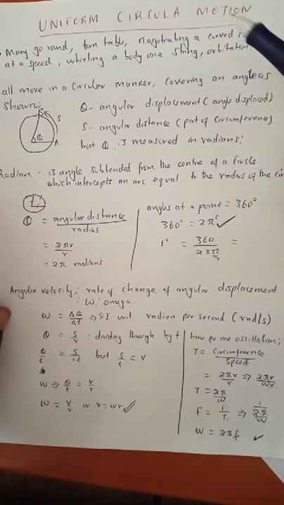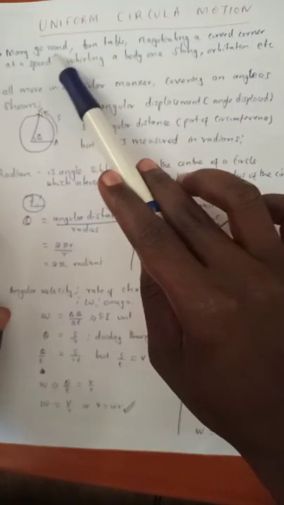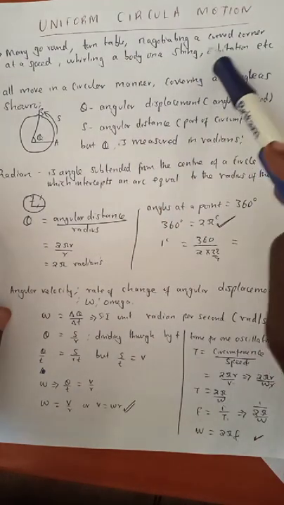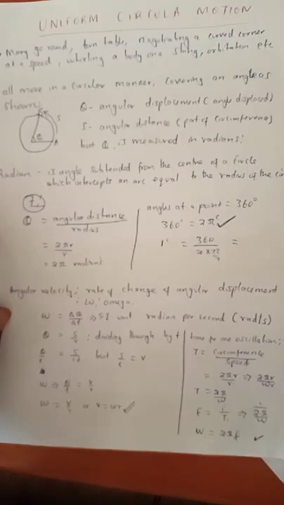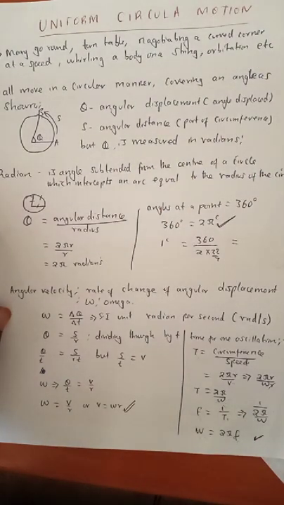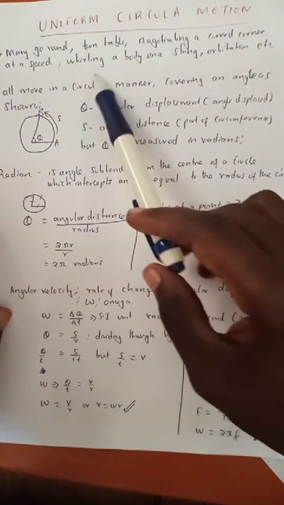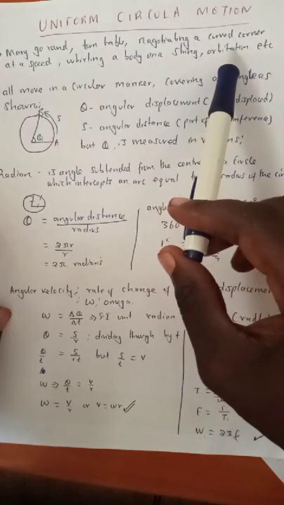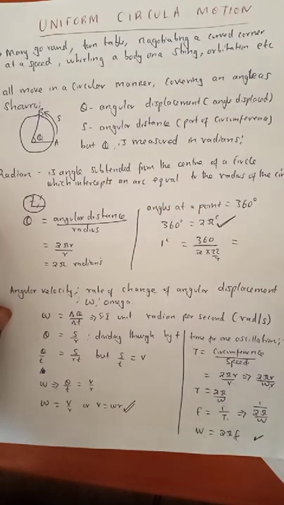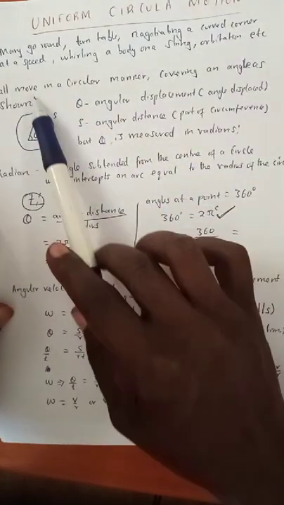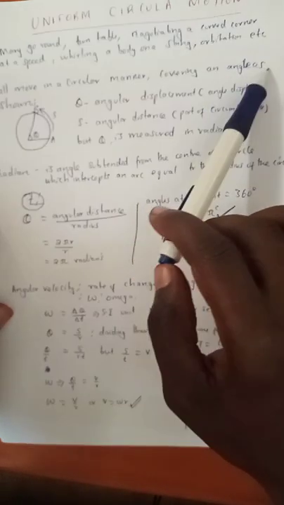So this uniform circular motion applies to merry-go-round turntables and negotiating a curved corner under high speed. That is the key point, under high speed or at a certain speed. That applies more in racing cars, whirling a stone on a string, and the orbiting of the planets. So they all move in a circular motion covering a certain angle.